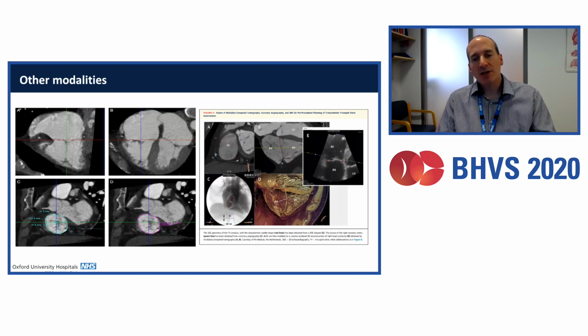CT, of course, is emerging as a utility for any structural intervention, and you get beautiful images of the tricuspid valve, and you can precisely measure the annulus, although you have to kind of force it to conform to a flat plane. But you can get very precise diameter measurements in 2 planes, circumference measurements in areas, and of course it allows you to precisely evaluate the adjacent structures, notably the right coronary artery.